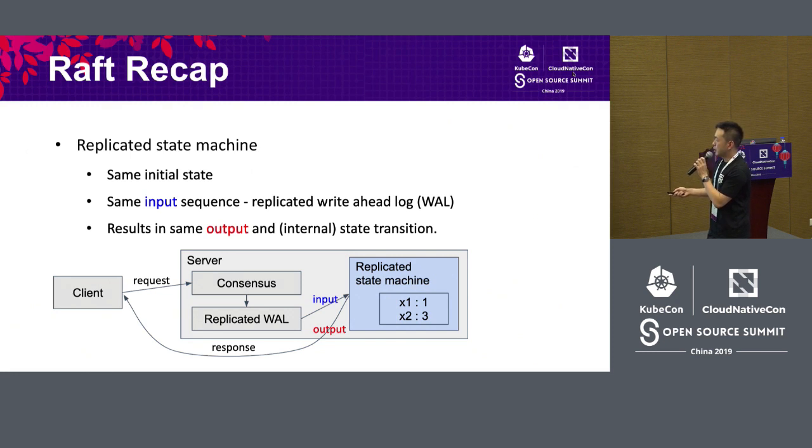So it's the consensus protocol's job to make sure that these logs are coherent, or the same, across different servers in your cluster, because these are the input sequences to the state machine, right? So if these are the same, then when they are input to state machines with the same initial state, the problem is solved, right?